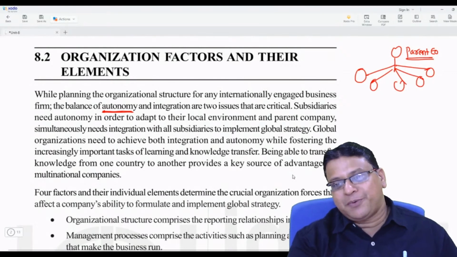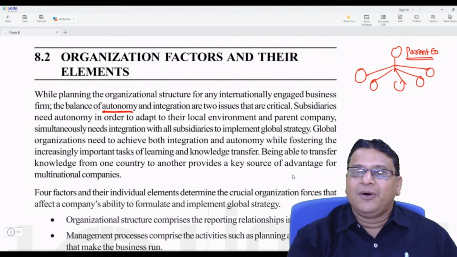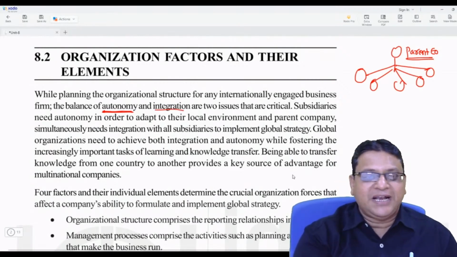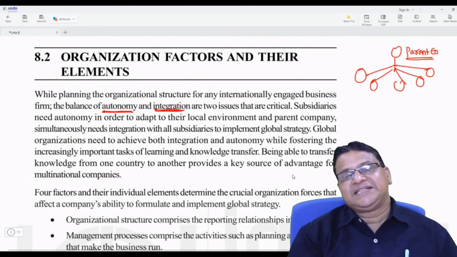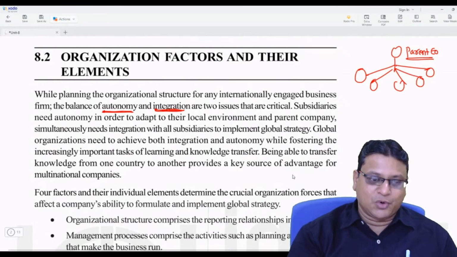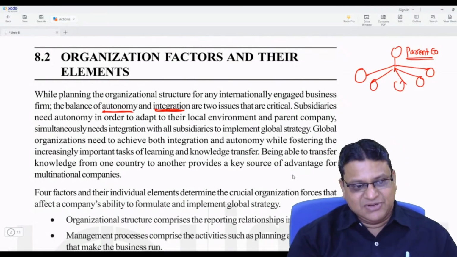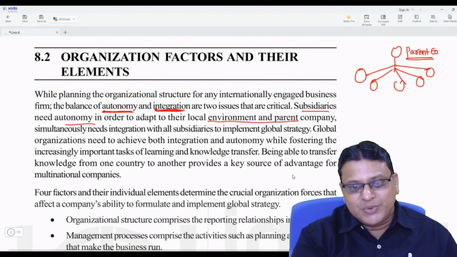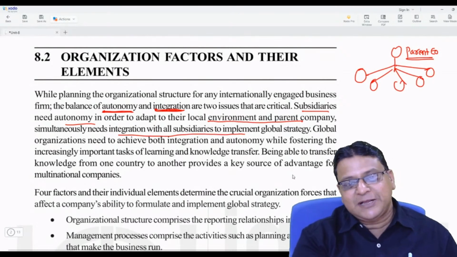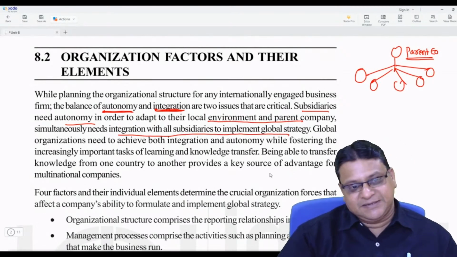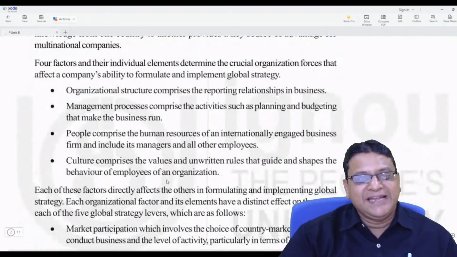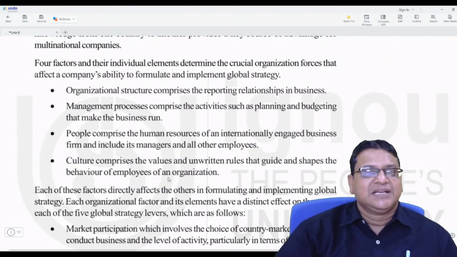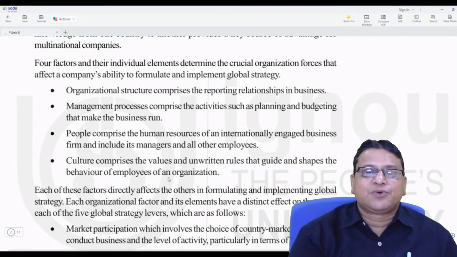And if autonomy is provided to all the subsidiary companies, the parent company has to integrate them. So the two important issues involved while designing organizational structure are autonomy and integration. Subsidiaries need autonomy, and the parent company has to integrate with all subsidiary companies to implement global strategy. There are four important elements which determine the crucial organizational forces that affect companies for this global strategy.